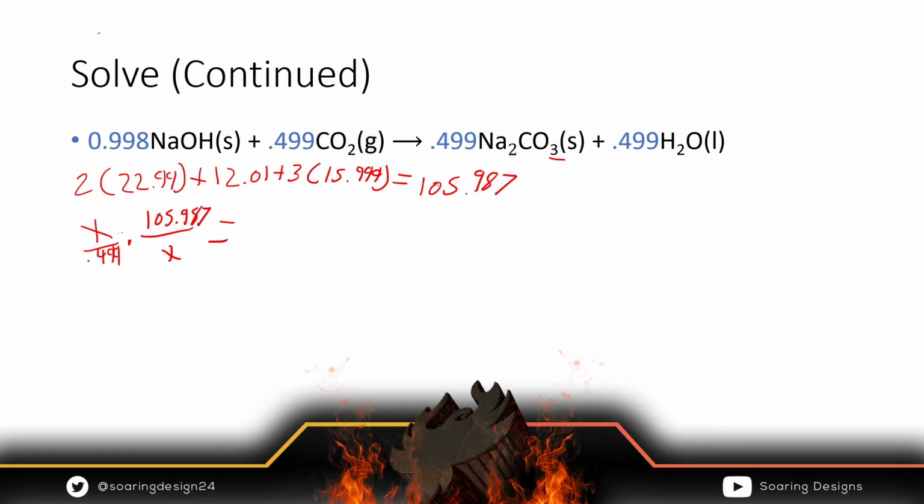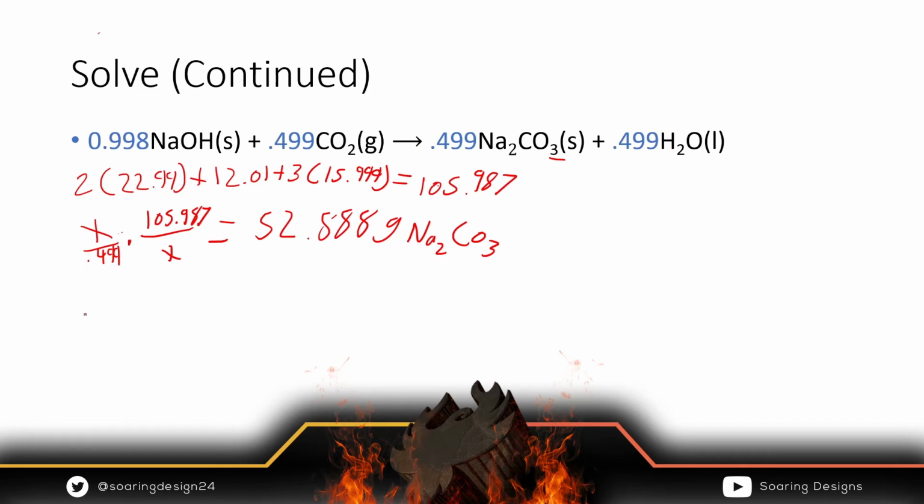That leaves us with 52.888 grams of the sodium carbonate, Na2CO3. So that's how much of the sodium carbonate we have, and now we're going to figure out the weight of water.